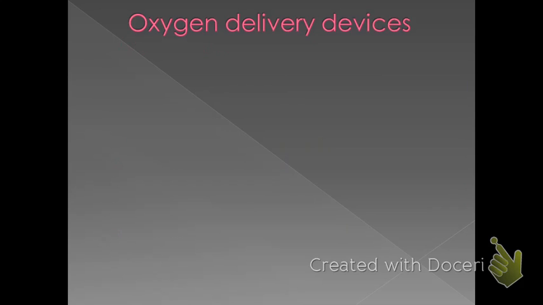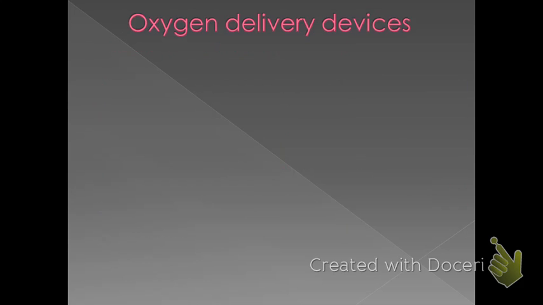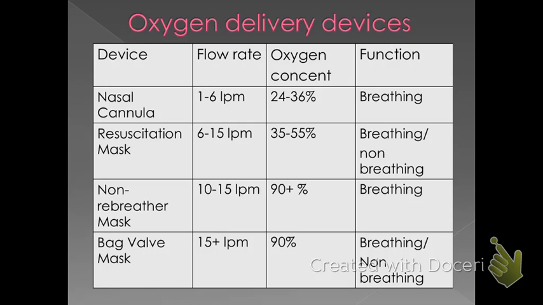So we've talked about oxygen administration. We've talked about the oxygen cylinder. Now we have to talk about the oxygen delivery, or the types of oxygen delivery devices that are available to us as first responders. So there are 4 major oxygen delivery devices that are preferred in the emergency medical care community. And those 4 are listed in detail here in this table.